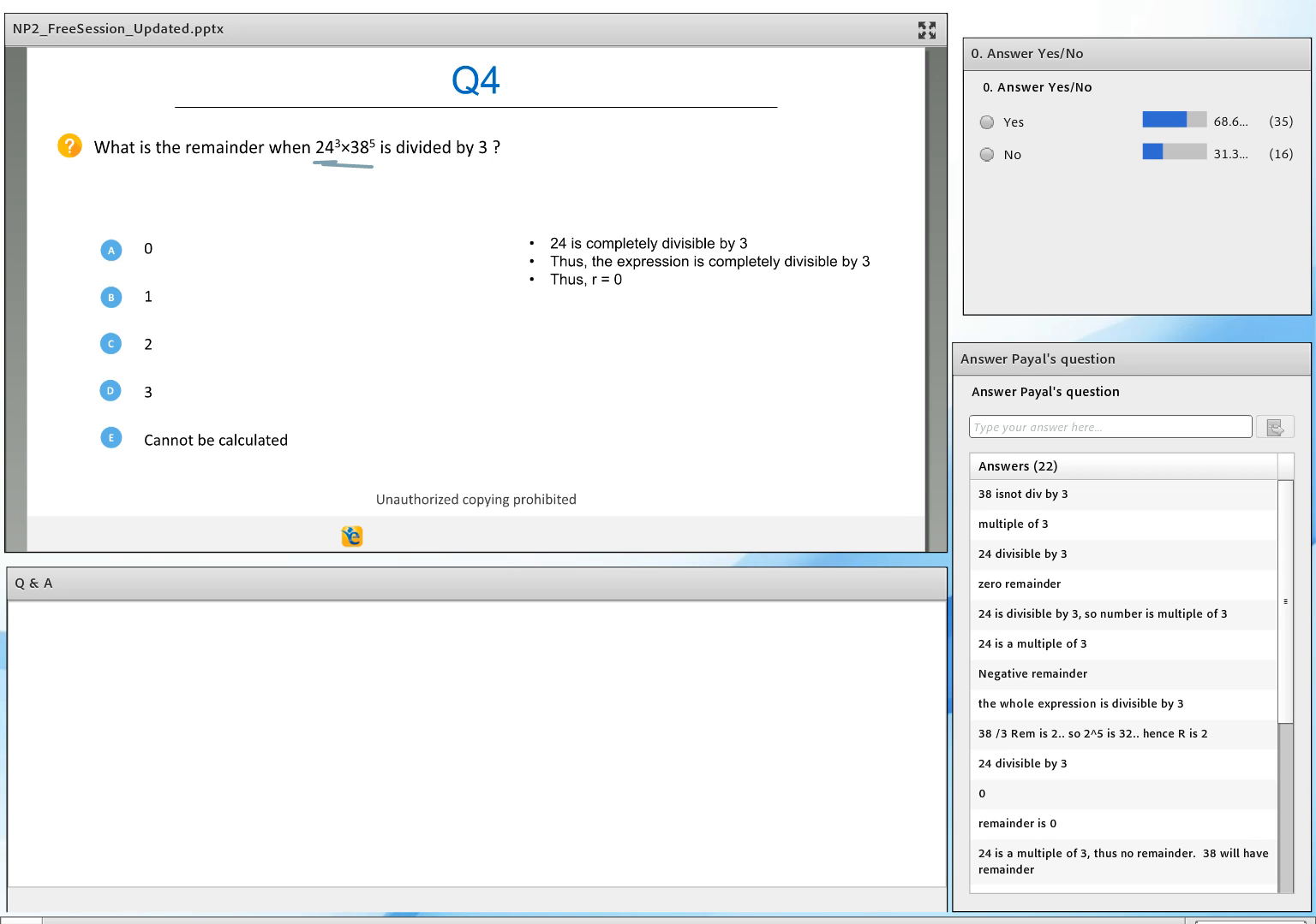Just translate the question in terms of plain English. What I have to find out is 24 cubed times 38 to the power 5. What is the remainder when this number is divided by 3? Oh, 24 is already divisible by 3, so remainder is 0. That's it. Does that make sense?